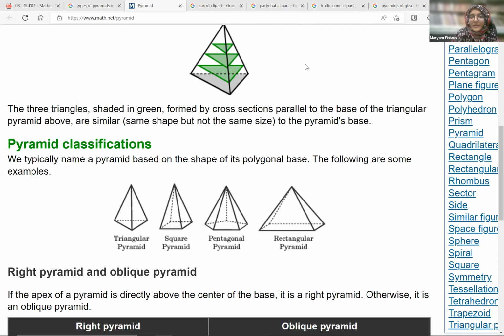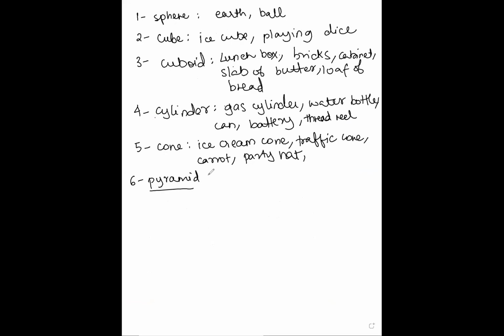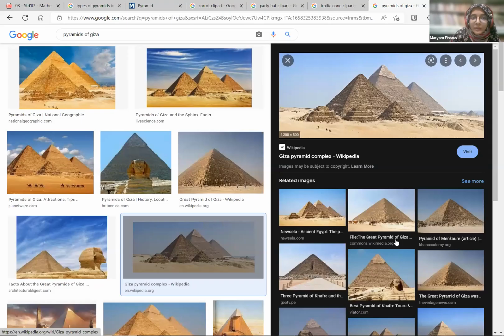Very nice. Okay, so let's write it down. So pyramids, you have the pyramids of Giza. Take a look at the pyramids of Giza again. Can you tell me, by looking at it from this angle, what type of pyramid it is? Square pyramid, rectangular, triangular, pentagon? Square. Very good. Yes, it is a square pyramid, because its base is a square.